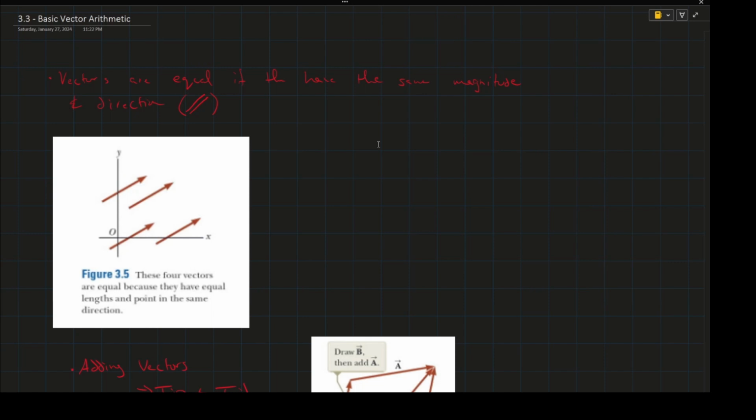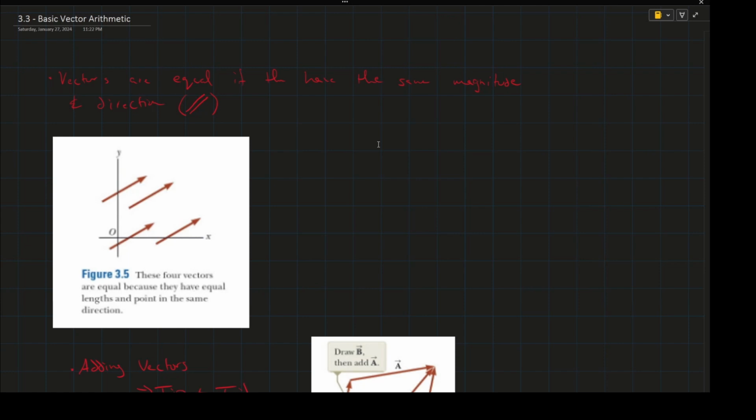By same magnitude and direction, that would mean they do have the same length, because that would be their magnitude. The magnitude of the vector graphically is its length. The same direction just means that it has to essentially be parallel to the other vector. So they don't have to be right on top of each other.